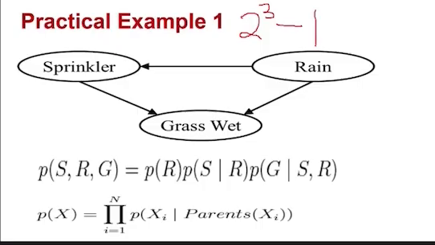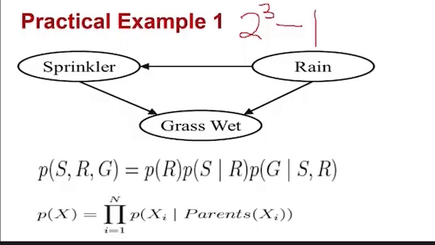Imagine I have 10 variables, and each of them has two states. That would be 2 raised to power 10 minus 1 if we don't want to use a graphical structure. But with the use of a graphical structure, we're never going to have up to that number of parameters.